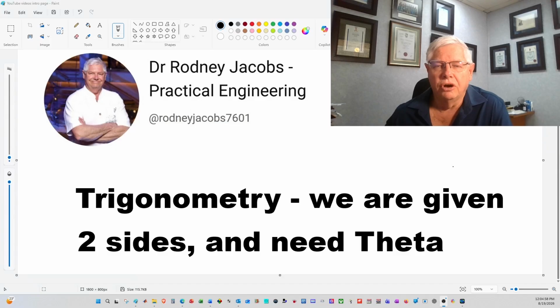For this series of videos, we're going to stick to the trigonometry. What we're going to do is work with the fact that we are given two sides and need to determine the angle theta. Once again, between the two shorter sides, there's going to be a 90-degree angle.